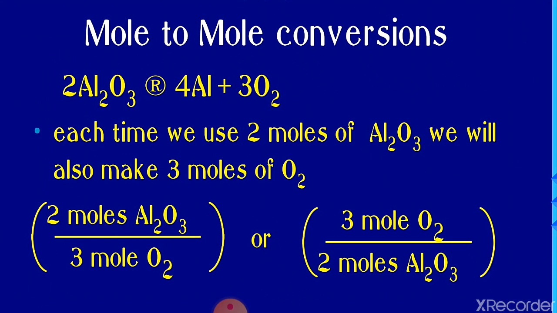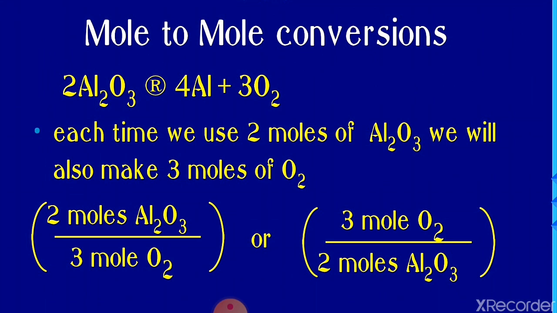So if I ask, 1 mole of Al2O3 will give how many Al? 2 moles give 4 moles of Al. So 1 mole of Al2O3 will give 2 moles of Al. Or you can say 2 moles of Al2O3 gives 3 moles of O2. So 1 mole of Al2O3 will give 3 by 2 moles of O2.